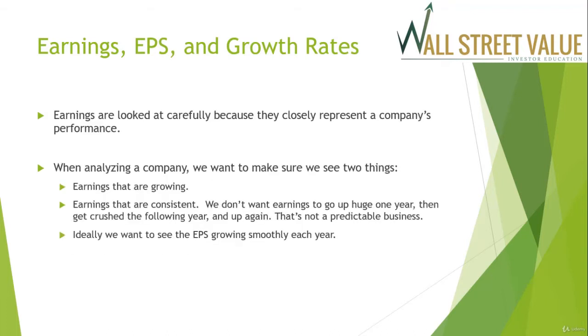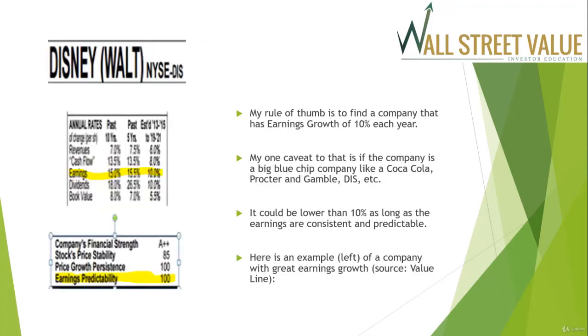Earnings are looked at carefully because they closely represent a company's performance. When analyzing a company, we want to make sure we see two things. Obviously, we want to see that earnings are growing, but just as important, we want to make sure earnings are growing consistently. We don't want earnings to go up huge one year and then get crushed the following year and then up again. That's a roller coaster ride. It's also a business that's not predictable. Ideally, we want to see that EPS is growing smoothly each year.